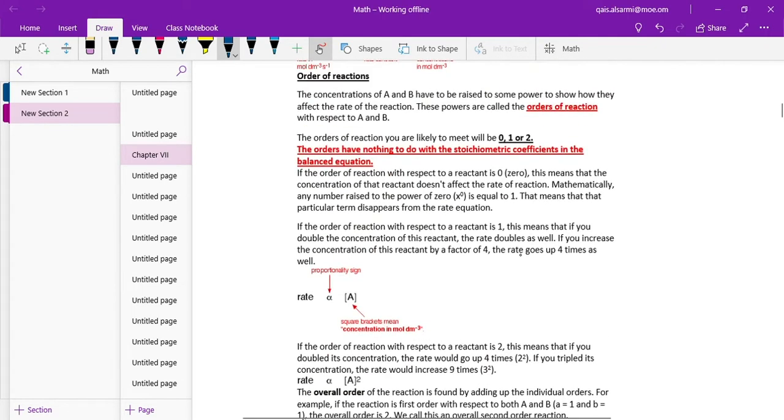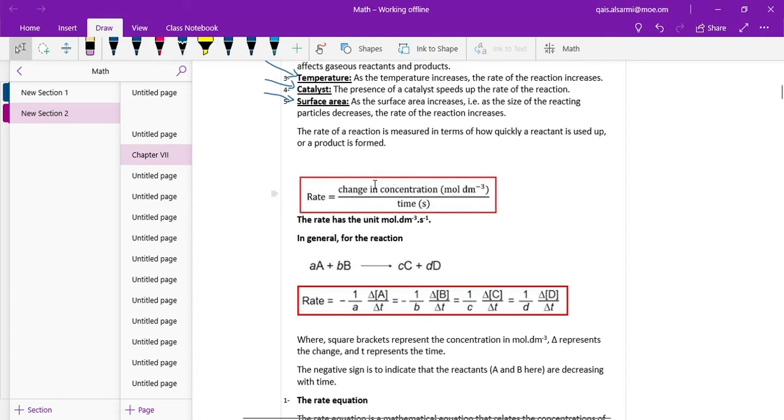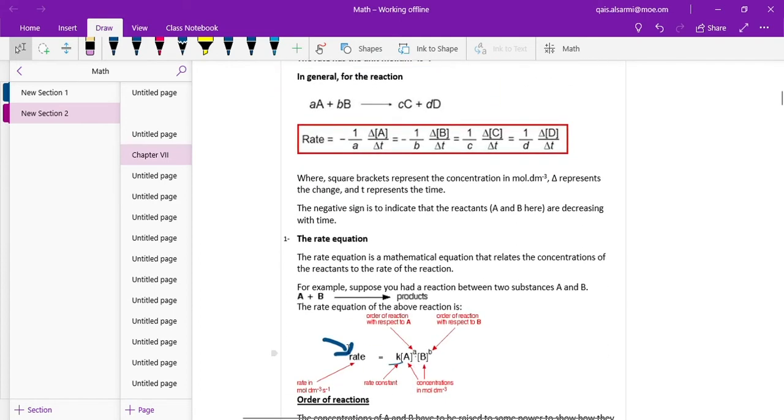So far, you just need to know the definition of the rate in terms of the change in concentration per unit time, and how the rates are related according to stoichiometric coefficients. Once you know the rate of disappearance of any reactant or the rate of formation of any product, the others are going to be equal according to stoichiometric coefficients. And for the rate equation, you just need to know the meanings of small a, small b, and k.